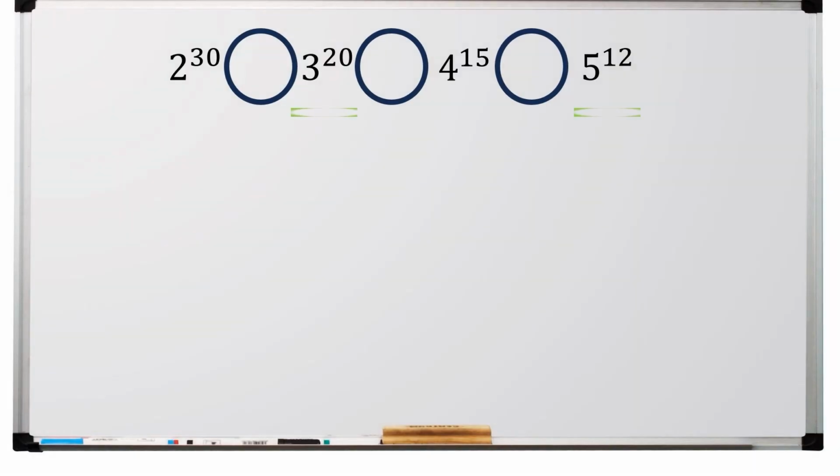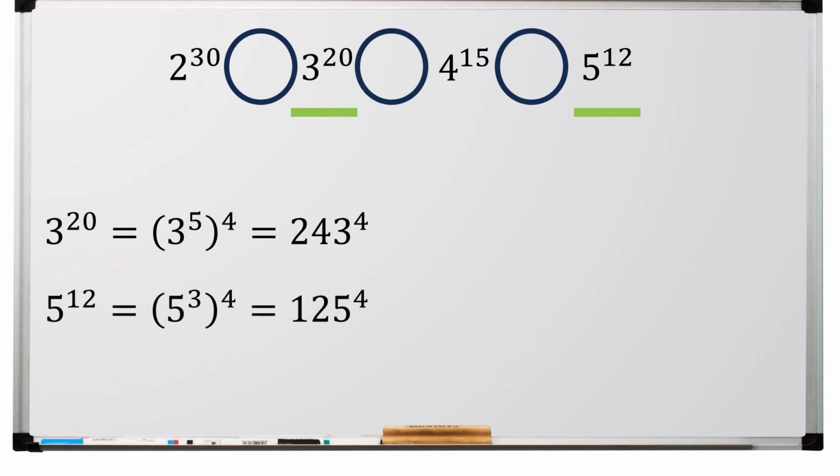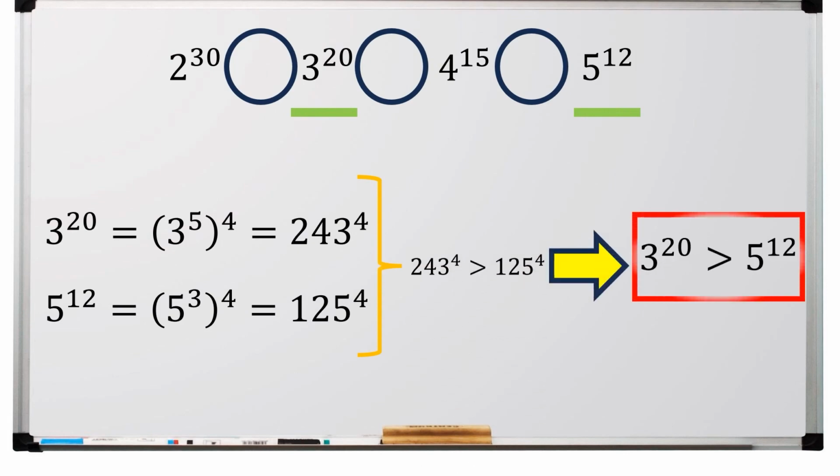It's time to compare 3 power 20 and 5 power 12. Like the previous one, we simplify them. At the end, it is vivid that 3 power 20 is greater than 5 power 12.